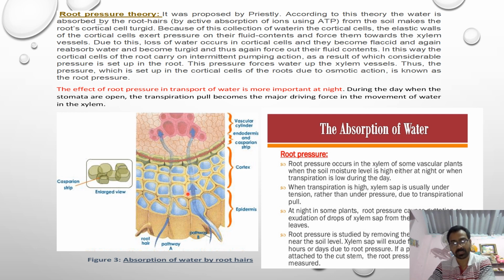So cortical cells are having a pulsation reaction. They contract and expand, contract and expand, and thereby make a flow line of water from them to the xylem element. This is called the root pressure theory. So root pressure theory is not very common to all plants.